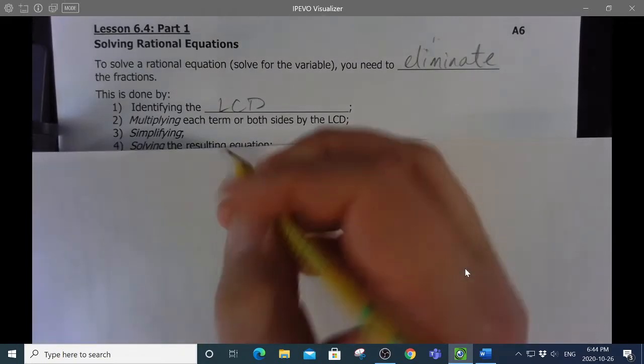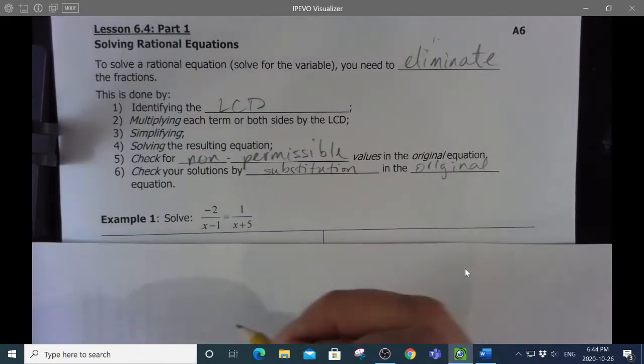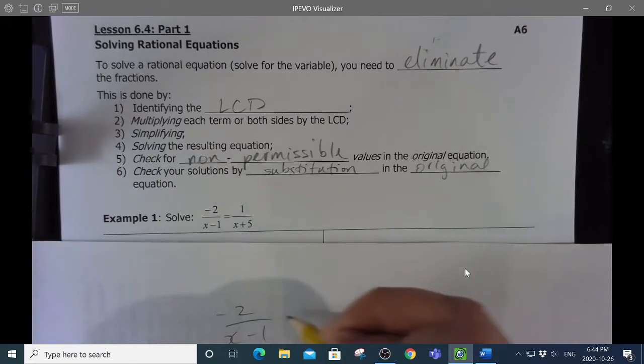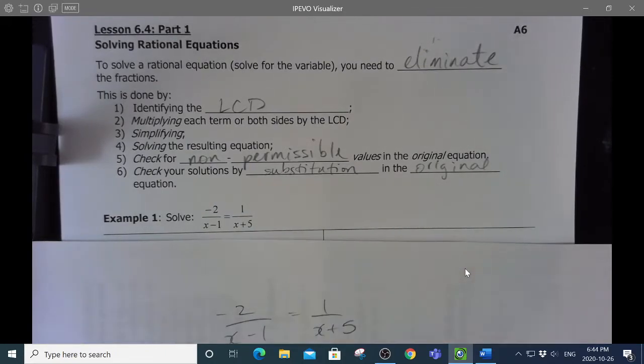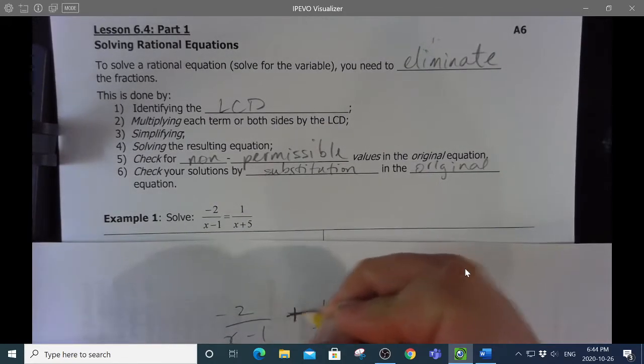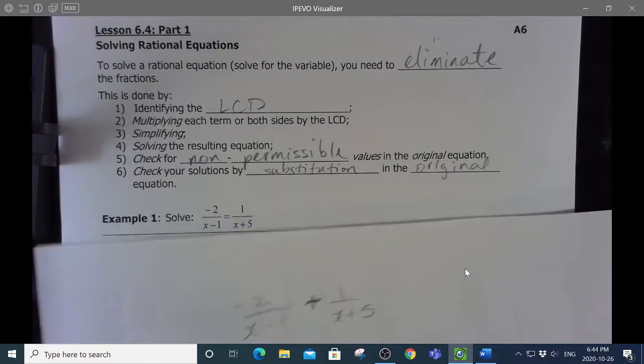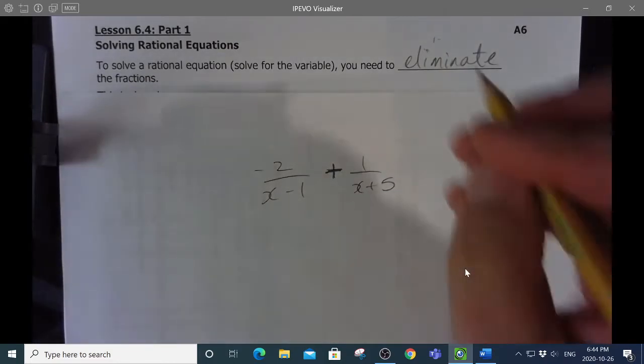Now, what's the difference between what we've been doing up till now and this? Just looking ahead to the first example, what if instead of an equals between them there was an add, and all I asked you to do was add them together?